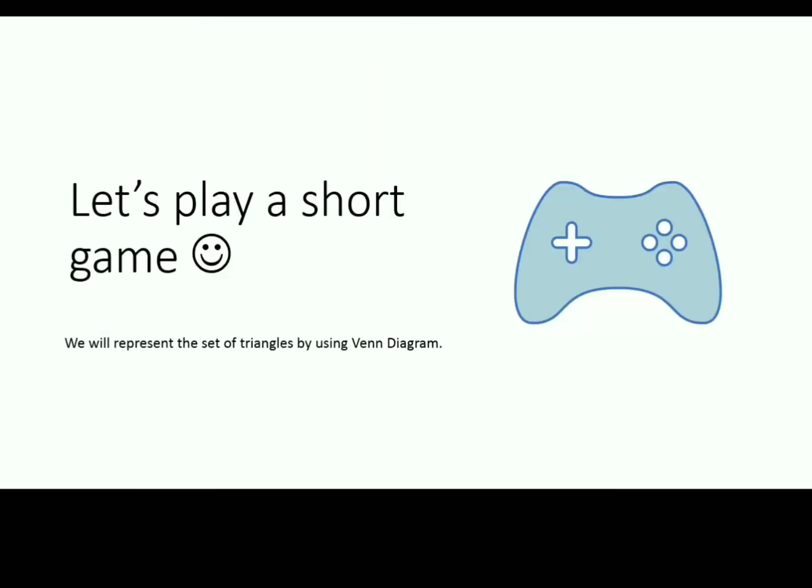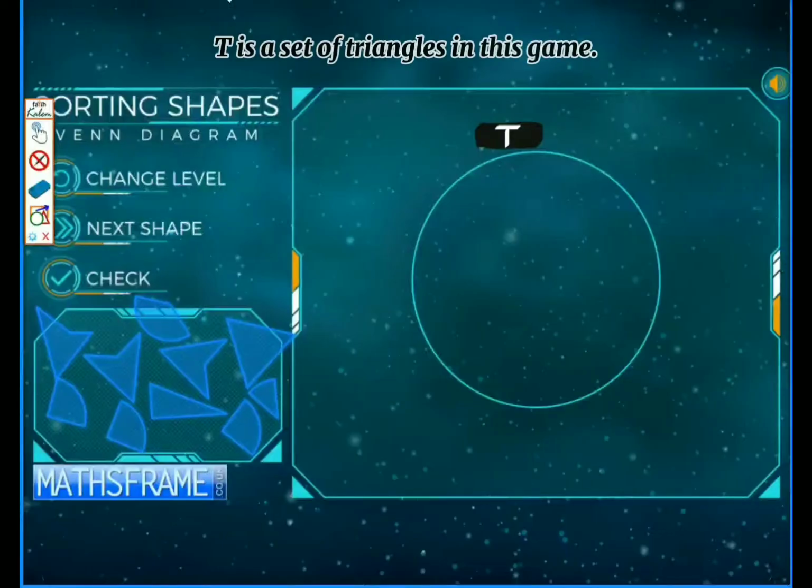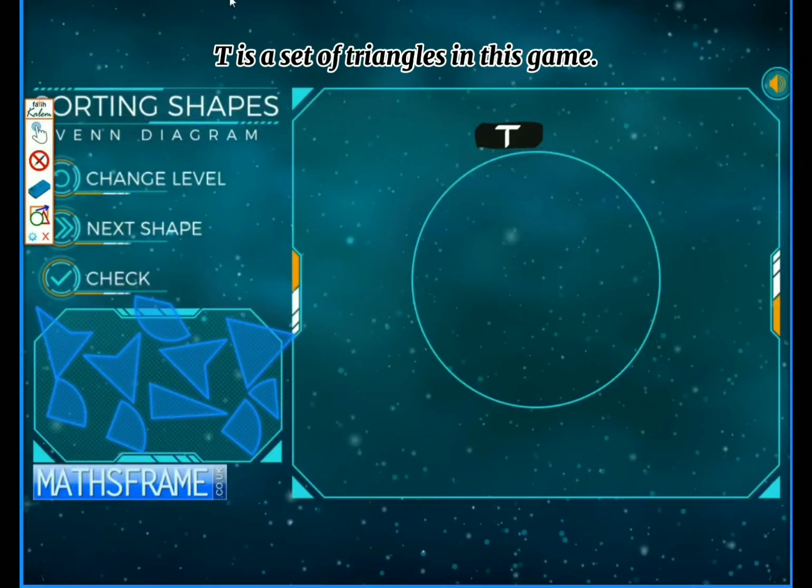Let's move to a small game. In this game, we will represent a set of triangles in the Venn diagram. As you see, we denoted this set as T. You can see all the objects here. What should we do first? We should determine the elements. Elements will be triangles, right? Because our set is a set of triangles.